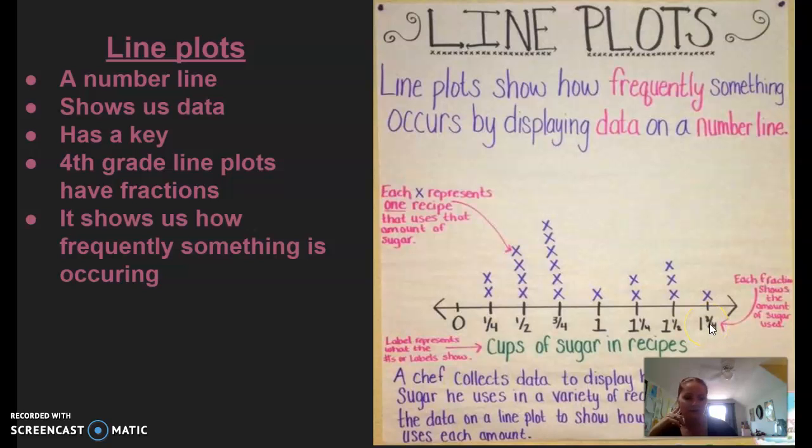And you could use a line plot for anything. It could be how many syllables are in our names. It could be how many of us like chocolate ice cream, vanilla ice cream, or strawberry ice cream. It can be anything. In this case, it was just cups of sugar in recipes since we're dealing with fractions.